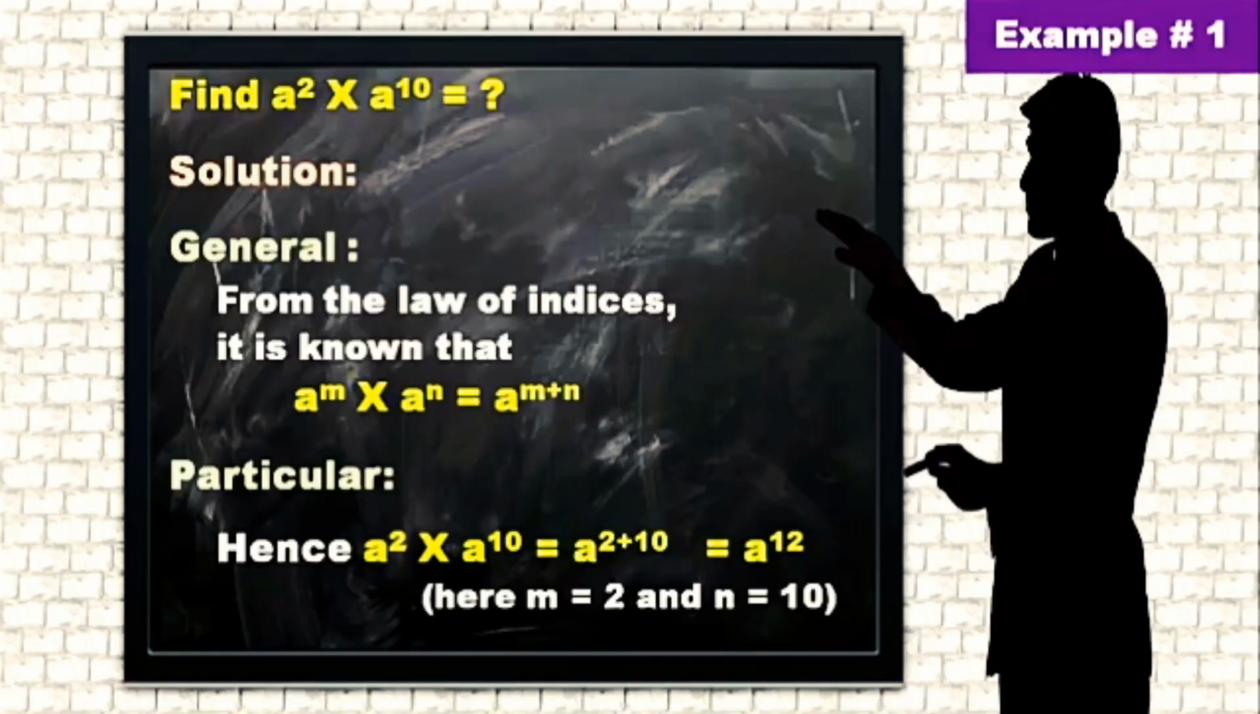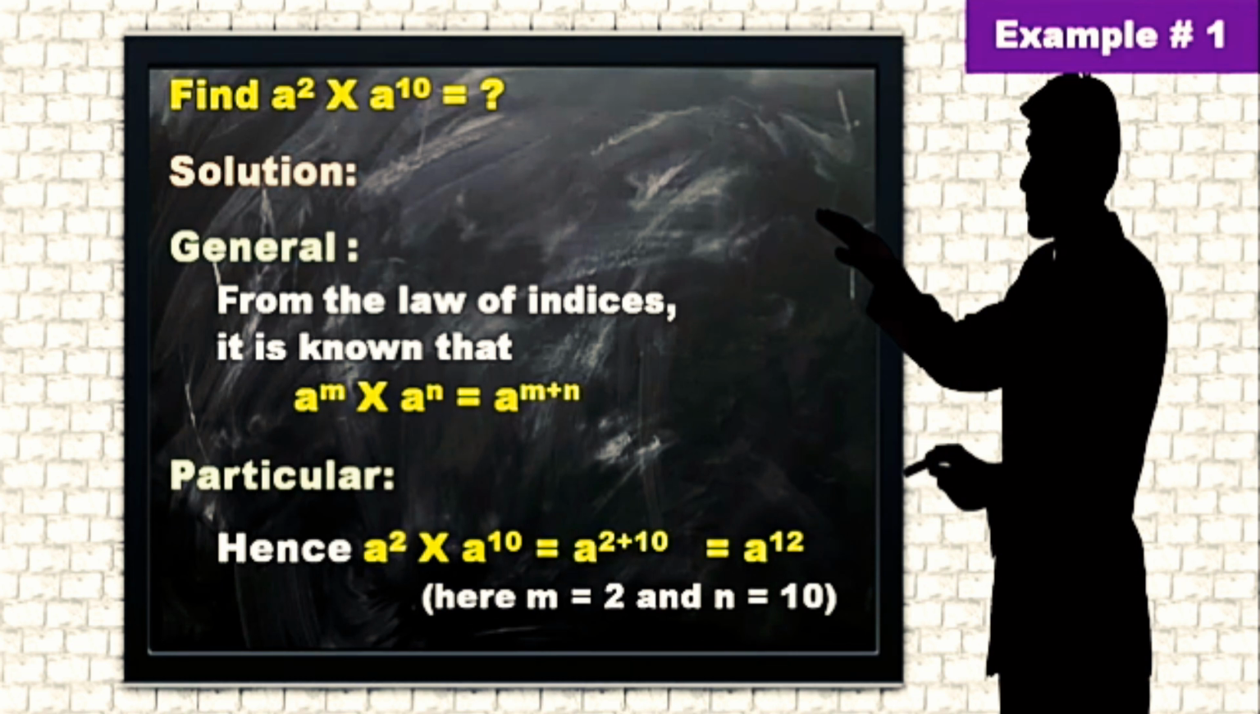Then here I am highlighting the examples of the deductive method. See, I already mentioned that the deductive method moves from general to particular. Here we can take a general formula directly. In this case, I want to find a square into a power 10 is equal to what. From this we know the formula, the law of indices: a power m into a power n is equal to a power of m plus n.